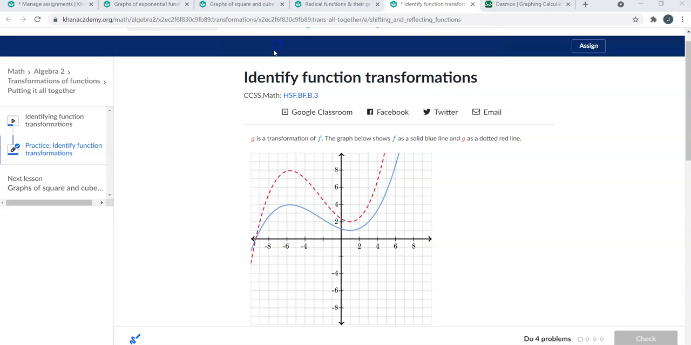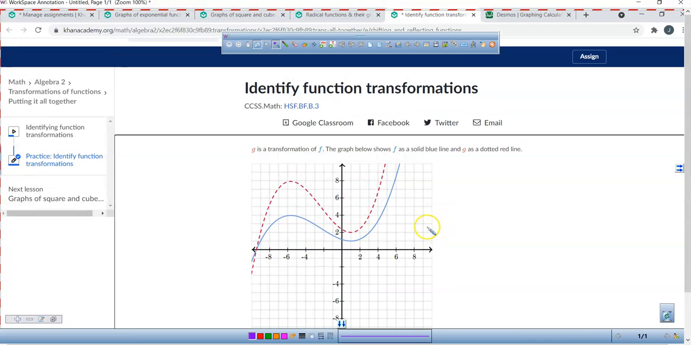So which one has been transformed? Has f been transformed or g been transformed? What do you guys think? Well, g is the transformation of f. See, g is a transformation of f. So think of this: this is the new and this is the old. Okay? This is the new and that's the old. So if we look at this right here, what do you see is possibly happening in the graph?